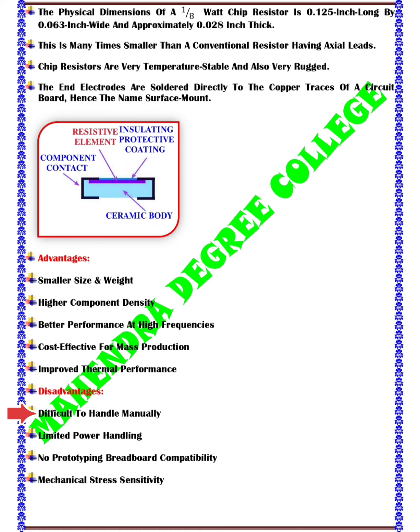First one. Difficult to handle manually. It means the small size of surface mount devices makes them challenging to manipulate, solder, and repair by hand, especially for complex designs or for less experienced individuals. Second one. Limited power handling. It means surface mount devices are generally designed for low power applications, and their power handling capacity is lower than their through-hole counterparts.